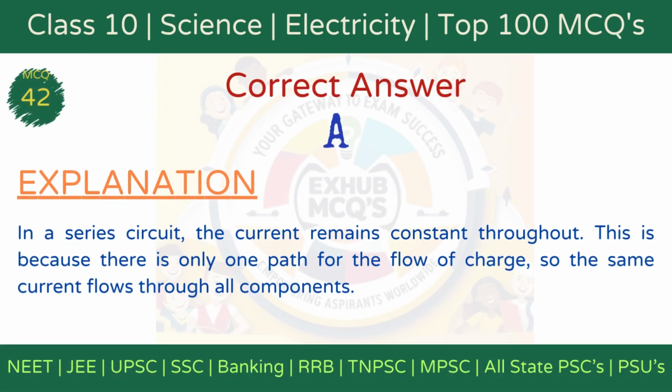The correct answer is option A, current. Explanation: in a series circuit, the current remains constant throughout because there is only one path for the charge to flow. The same current flows through all components connected in series.